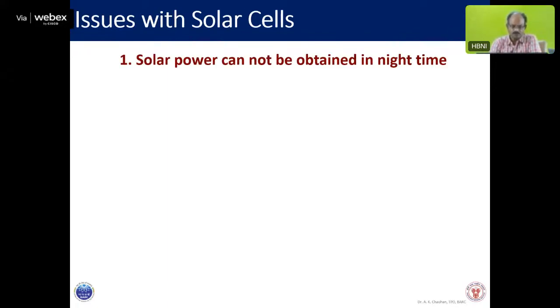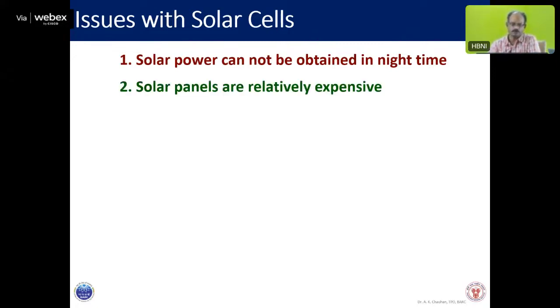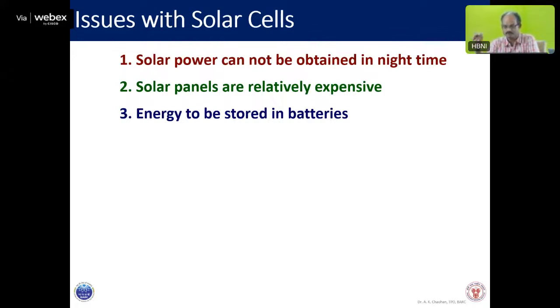Now there are some issues also with solar cells. Solar power cannot be obtained at night time, very obvious. Solar panels are relatively expensive. Energy has to be stored in batteries, because whatever you get depends on the intensity at present, and since the efficiency of the solar panel is fixed, your current will change. And the next thing is that it gives you DC power.